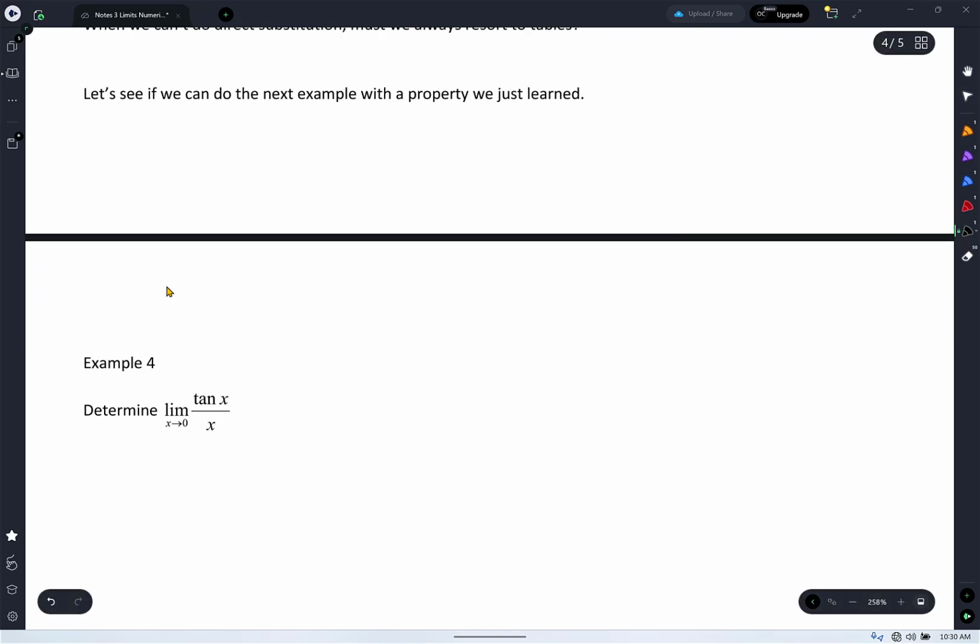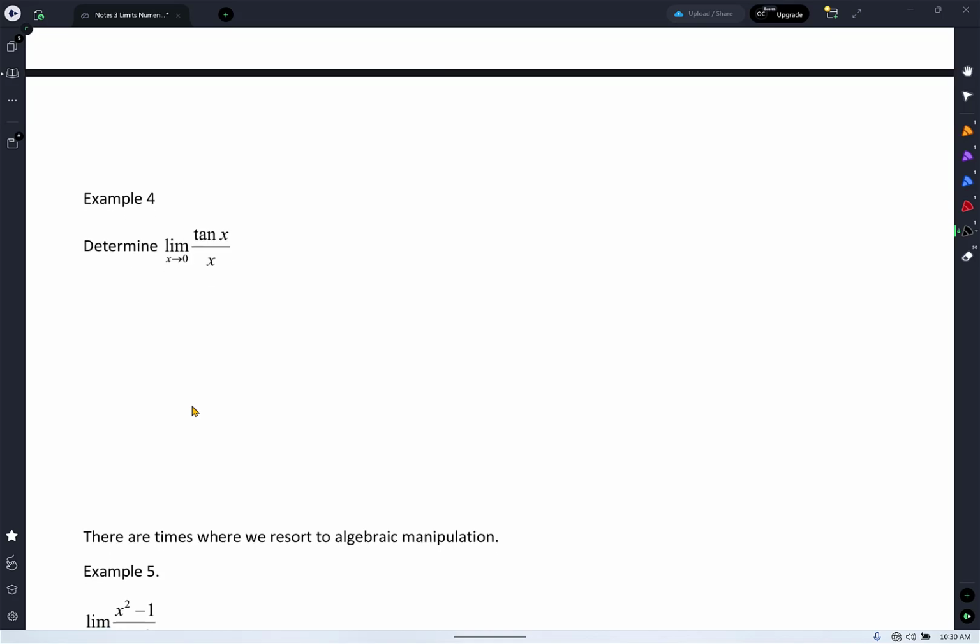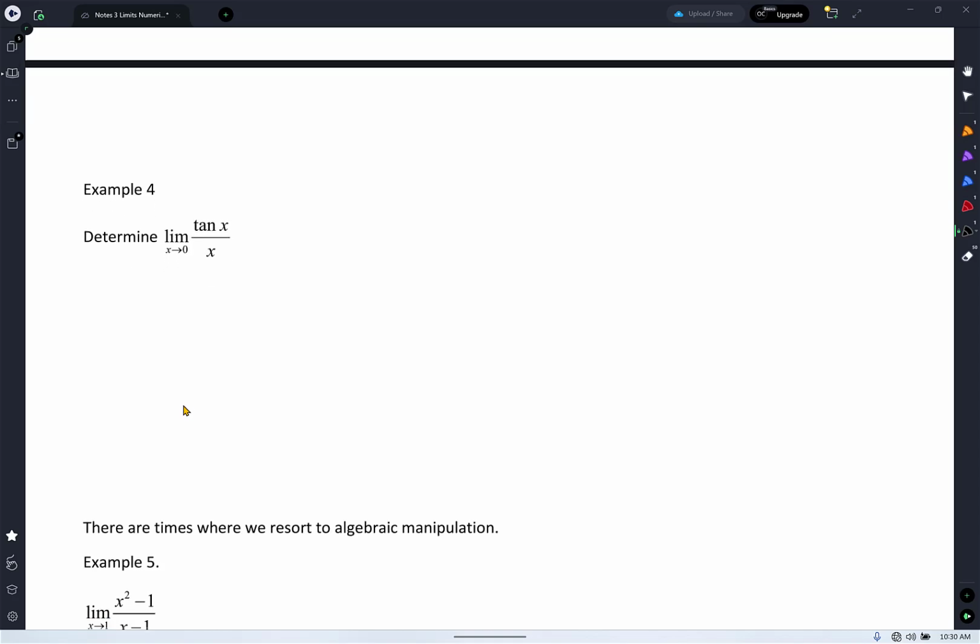All right, Chav, when am I going to use it? Here we go. Look at this one. Look at example 4. And maybe you can add this one to your special limits. I know, guys, we'll be done in a little bit.